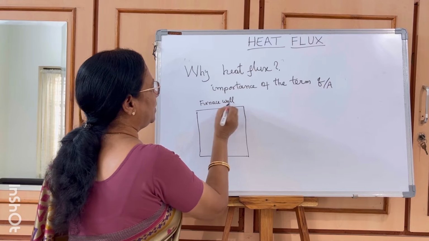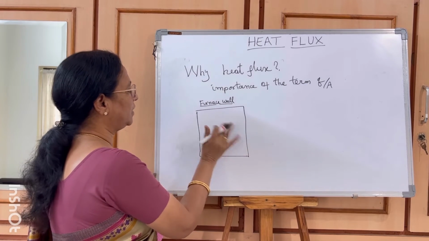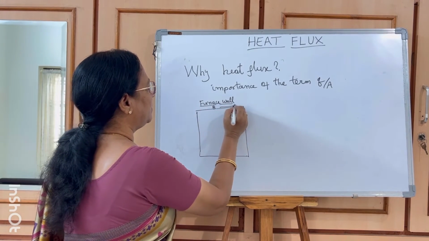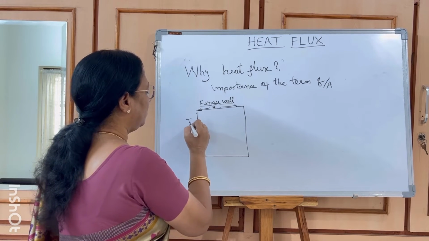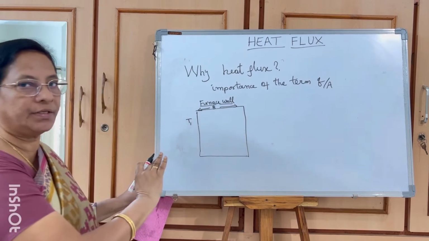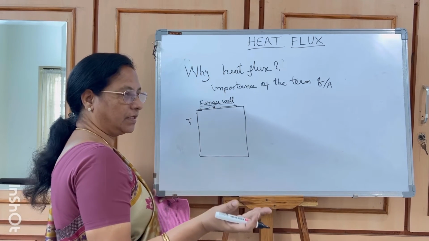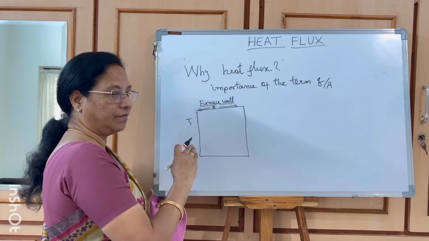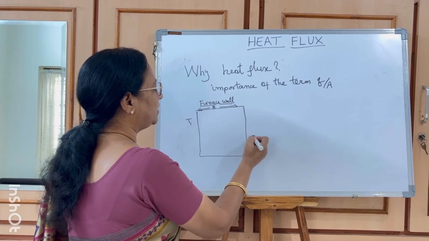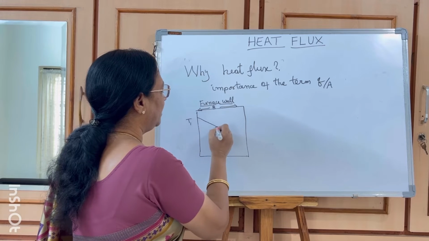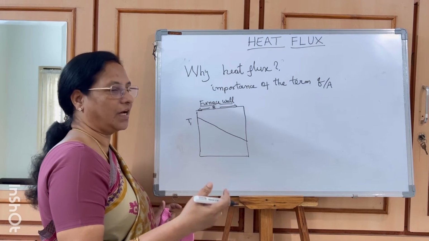So this is the importance of heat transfer here. It's a furnace wall. Let its thickness be B. Its inside temperature is maintained at T1, because for a furnace the inside temperature will be very high.